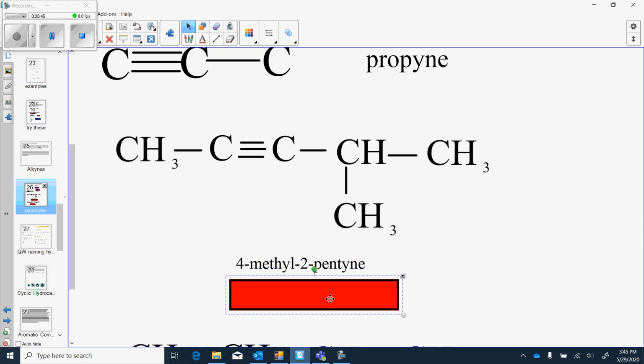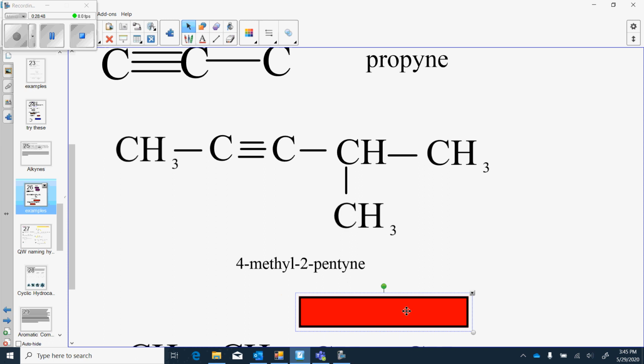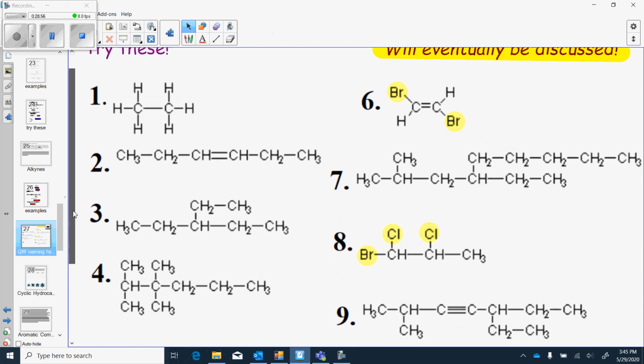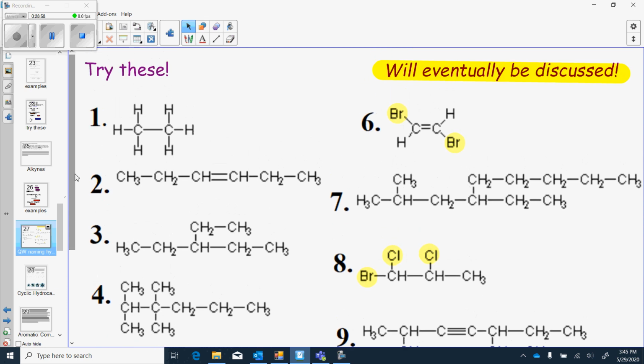4-methyl 2-pentyne. Okay, 4-methyl 2-pentyne. We can draw some of these too. I didn't really give you a lot of examples for drawing. Here's actually a mixture of all different types. I'd mentioned this in the first video, so I'll mention it again.